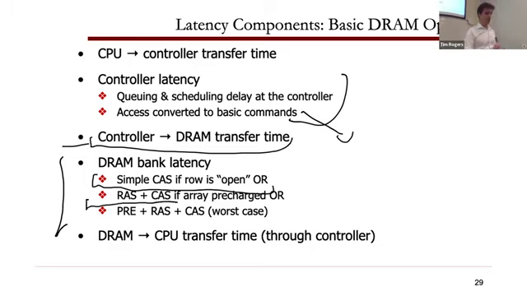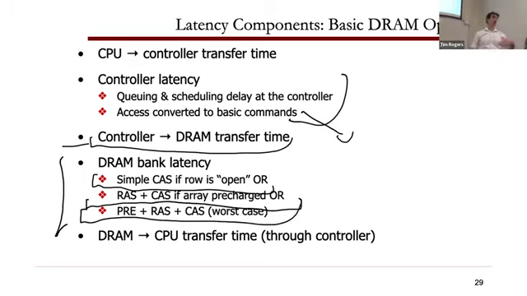If the thing is already pre-charged, then you have to pay the RAS and the CAS. So you have to open the row, and then do the column address strobe. And if it's not pre-charged, then you also have to pre-charge the thing, then do the RAS, then do the CAS, which is the worst case at the bank itself.